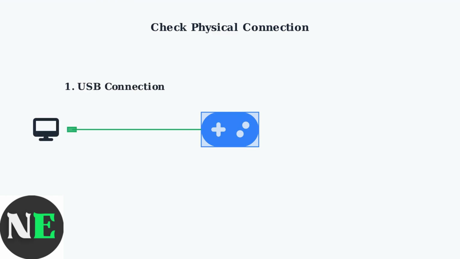When your 8BitDo Ultimate software isn't recognizing your controller, start by checking the physical connection. There are three main connection methods to verify. First, check USB connection. Ensure the USB cable is properly plugged into both the controller and your PC. A loose connection is often the simplest cause of recognition issues.